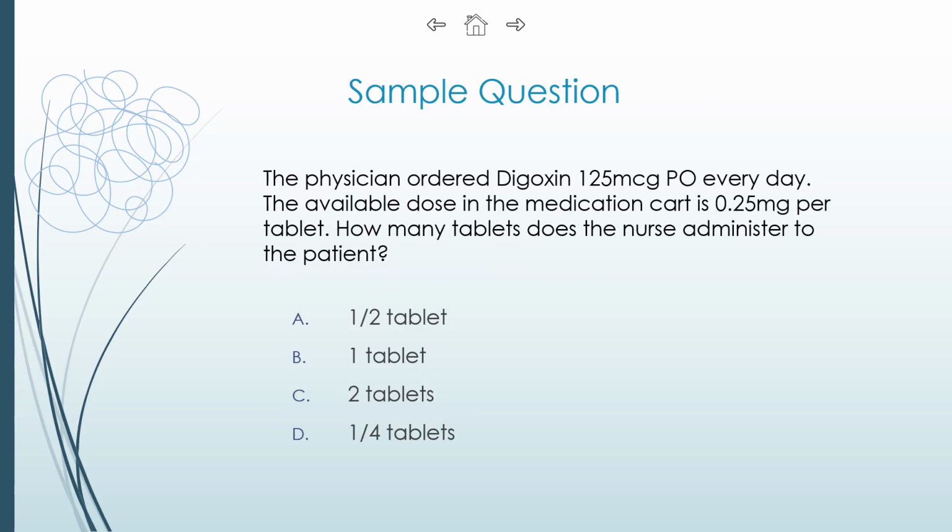There's a sample question here. If the physician orders digoxin 125 micrograms every day, the available dose in the medication cart is 0.25 milligrams per tablet. How many tablets does the nurse administer to the patient?